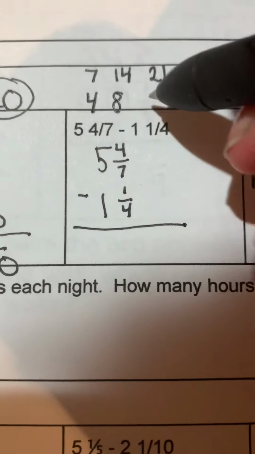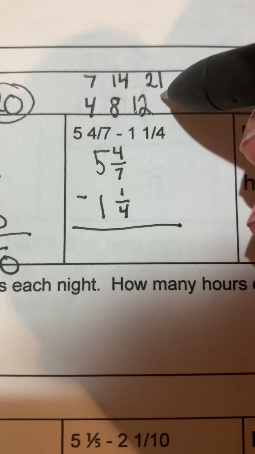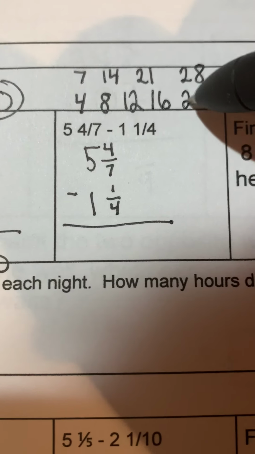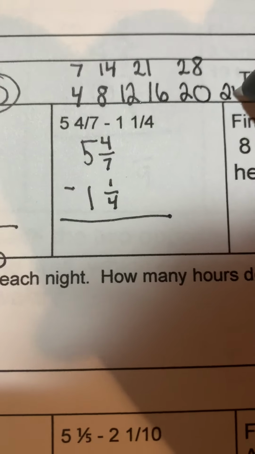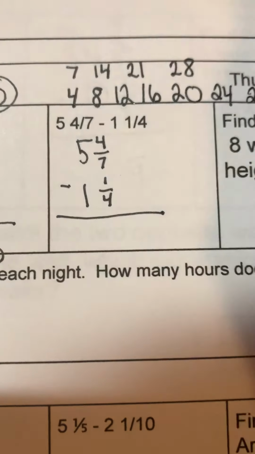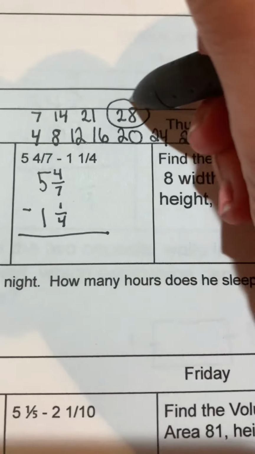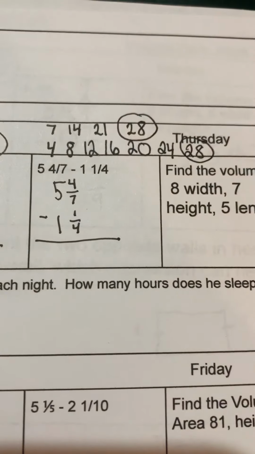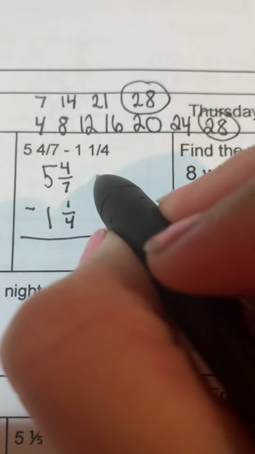Now let's go through our 4 facts. 4, 8, 12, 16, 20, 24, 28. So 28 on the top, 28 on the bottom. That is our common denominator.